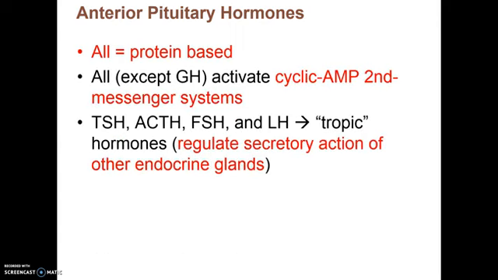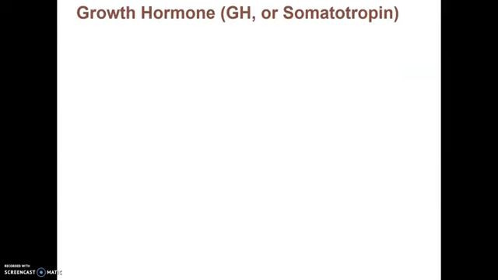Anterior pituitary hormones are protein based. All except growth hormone work through the second messenger system. TSH and ACTH, as I said, are known as tropic hormones because they regulate the activity of other endocrine glands. Thyroid stimulating hormone affects the activity of the thyroid gland. Adrenocorticotropic hormone affects the activity of the adrenal cortex. So like that.